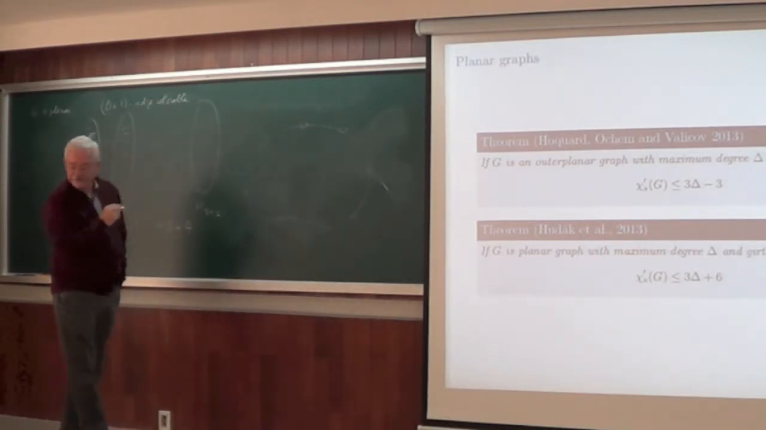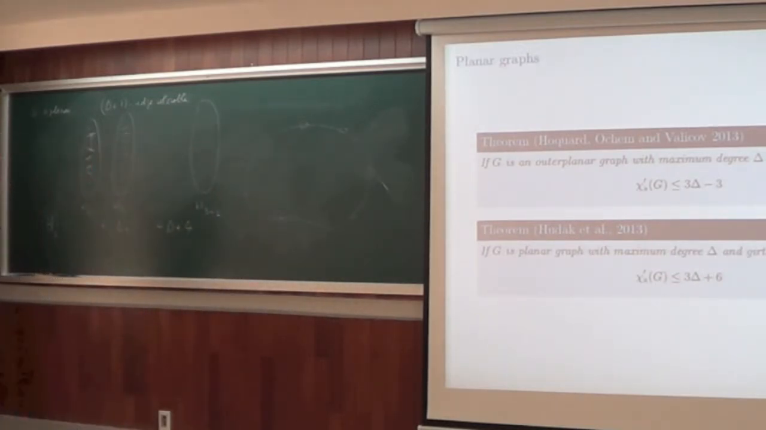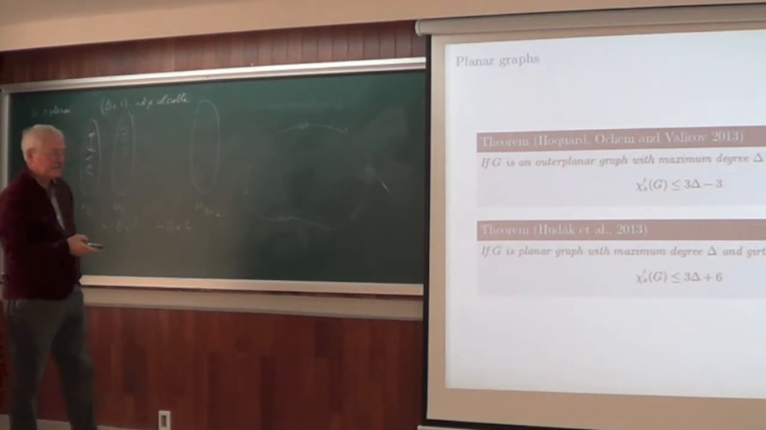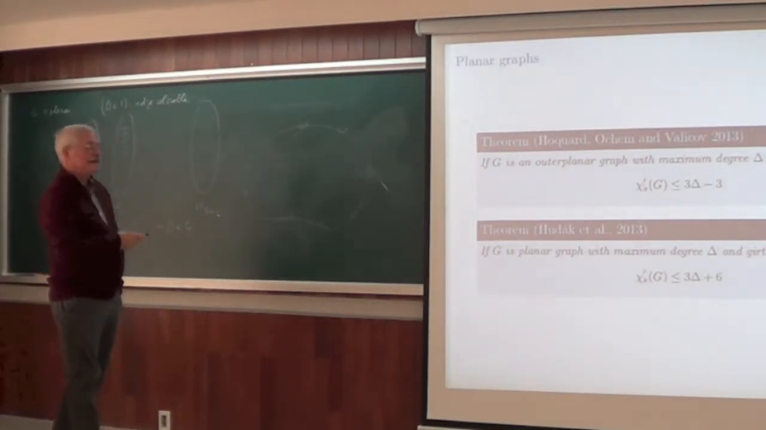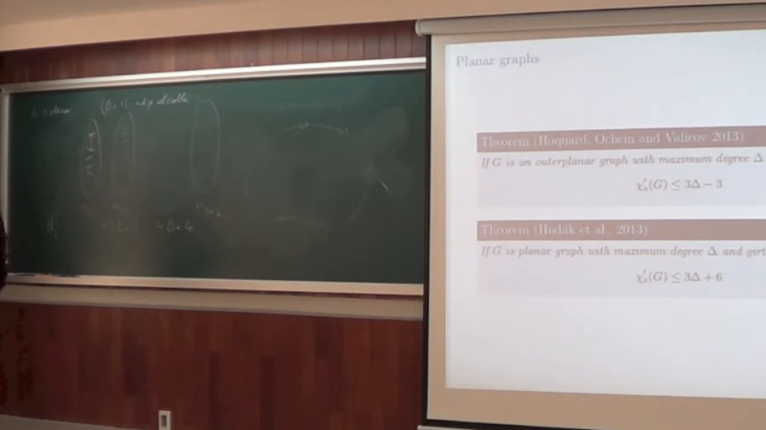Okay? And Okarochem and Valikov were students in Bordeaux. And in fact, there is a new paper on arXiv by Udak and others in Université, and they prove that if G is a planar graph with maximum degree delta and girth 6, then the strong chromatic index is less than or equal to 3 times the maximum degree plus 6, but it is improved now by Okarochem and Petru Valikov. They prove 3 delta plus 1. And it would be nice to have something about girth 5.